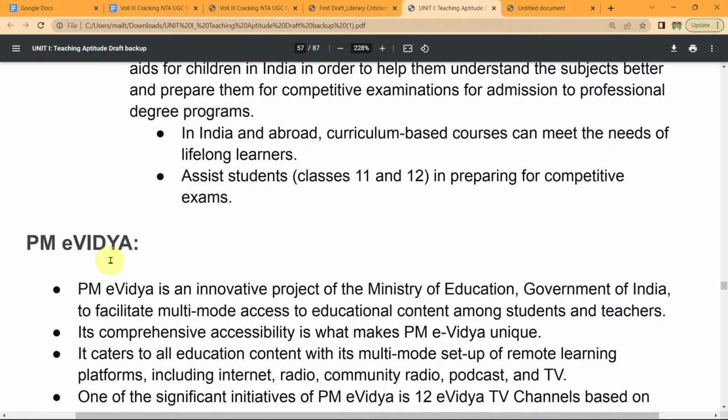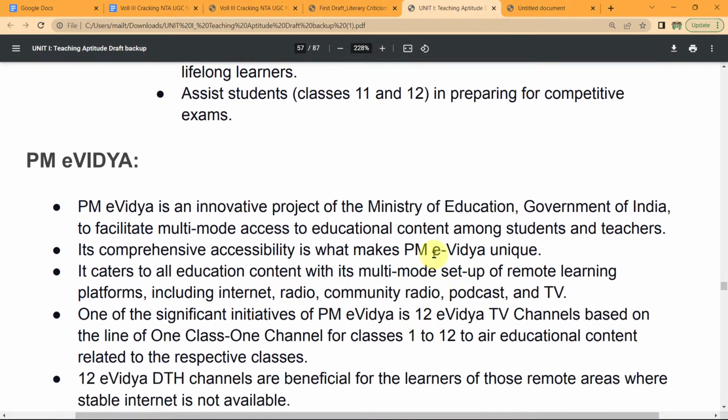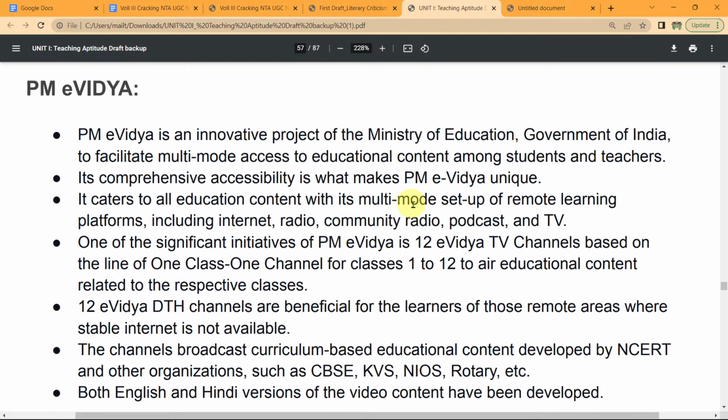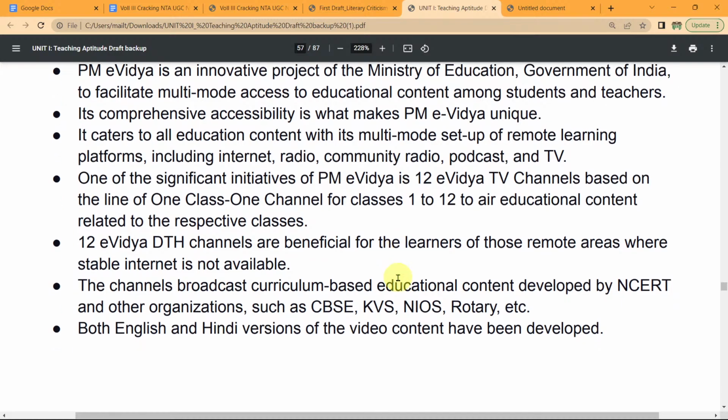PM eVidya is also initiated by Ministry of Education, and again it is by PM eVidya, where you get all contents with the multi-mode setup: remote learning platform, internet, radio, community radio, podcast, TV. Got it? 12 eVidya DTH channels are beneficial for the learners of those remote areas where stable internet is not available.